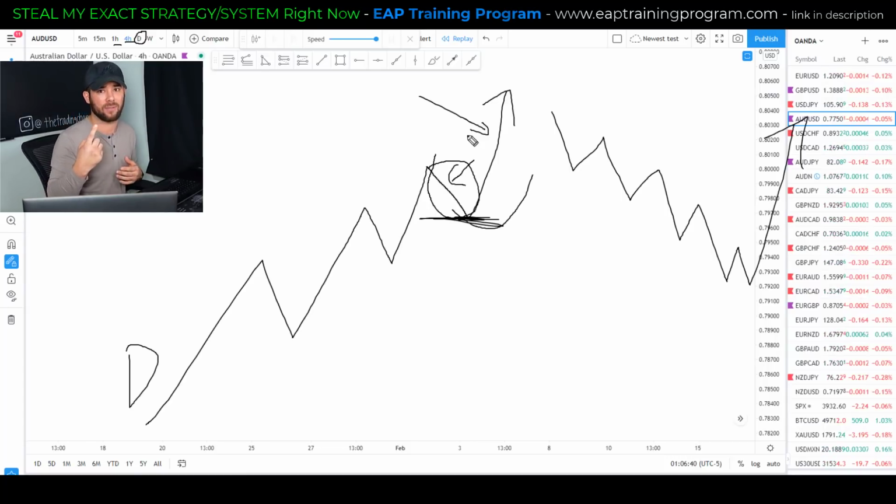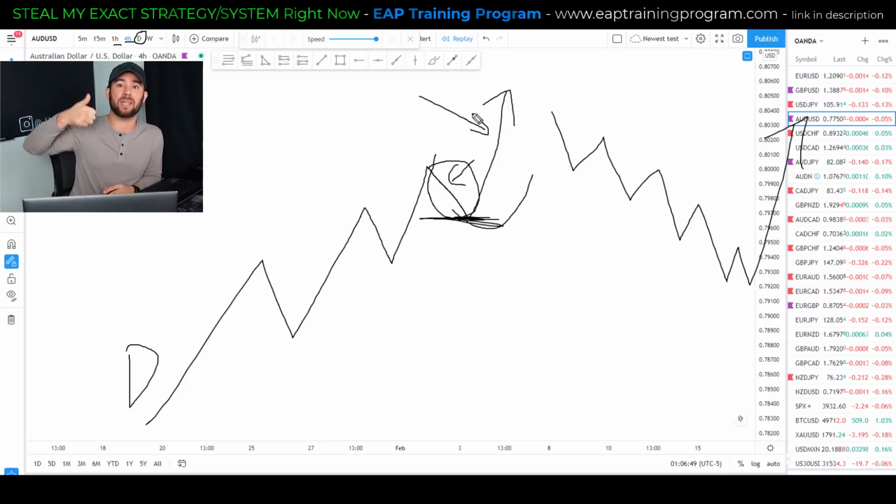So that's the first thing I look for. It's definitely going to be that I want to be in line with my higher time frame. With me trading a 4 hour and a 1 hour, my daily chart needs to be in an uptrend for me to look for bullish examples and bullish trades with reversals on those time frames.